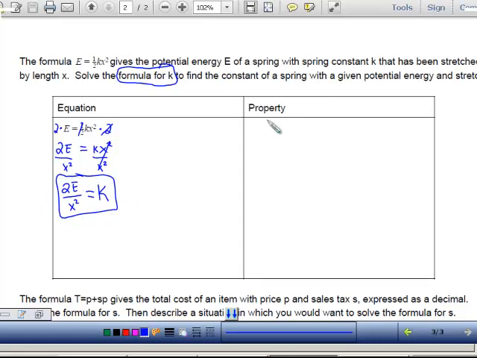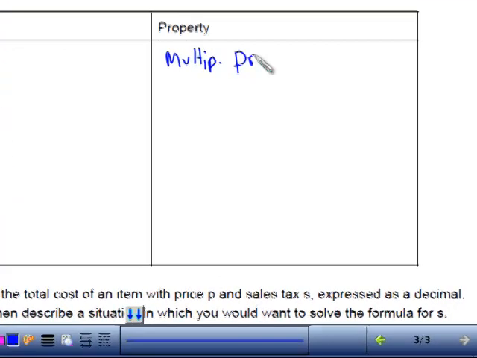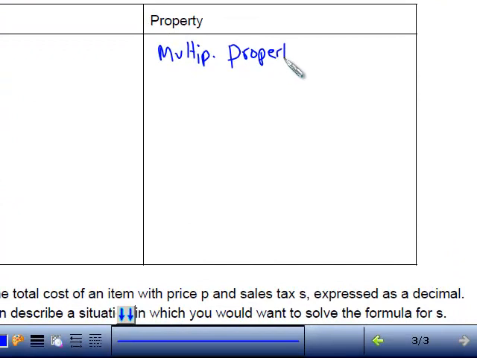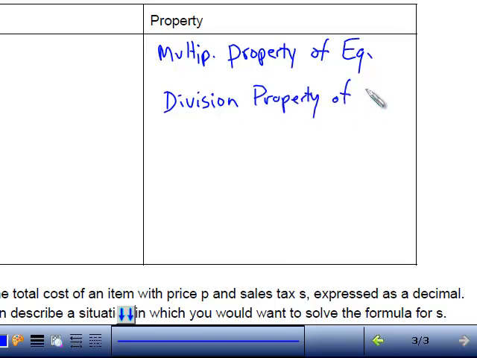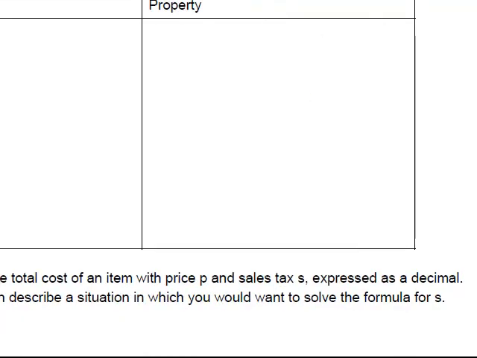The justification here, the first one was the multiplication property of equality. I'm going to shorten that up. In the second step, we use the division property of equality. And there you go. Next one, let me scroll down again.